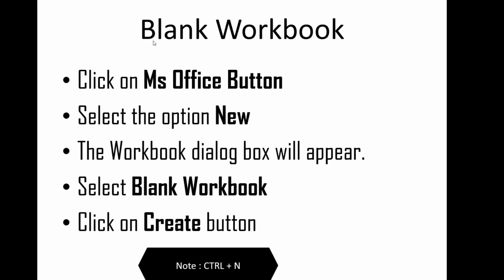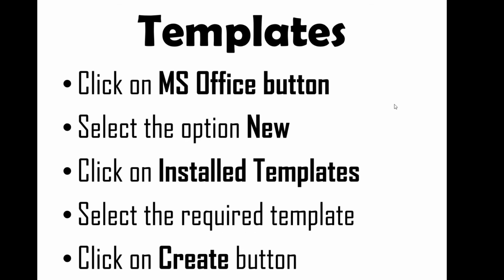Now see how to create a blank workbook. Click on the MS Office button and select the option New. The New Workbook dialog box will appear. Under Templates, select Blank and recent. Then on the right side, select Blank workbook and click on the Create button. Here is another method. The shortcut key is Ctrl plus N, for a new workbook.